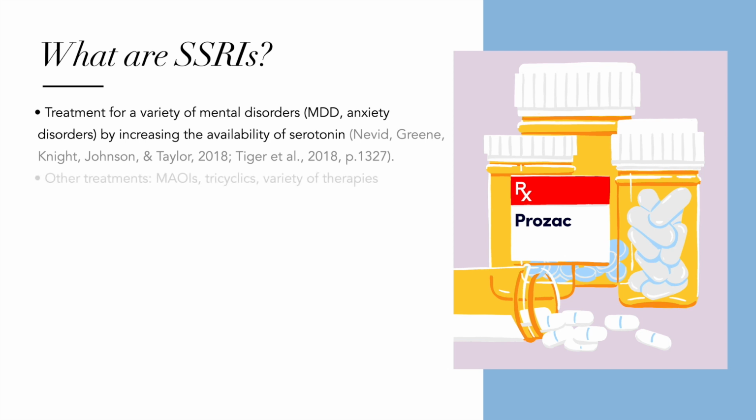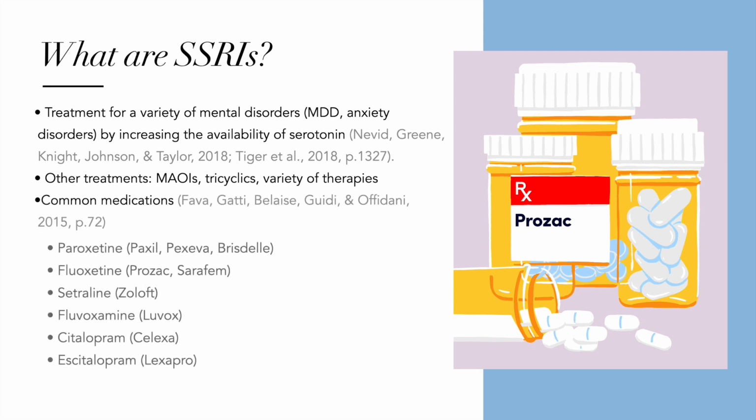Other medical treatments include monoamine oxidase inhibitors and tricyclics, but of course, there are always a variety of treatments available, like therapies. It should be noted, however, that different versions of SSRIs will create slightly different results.